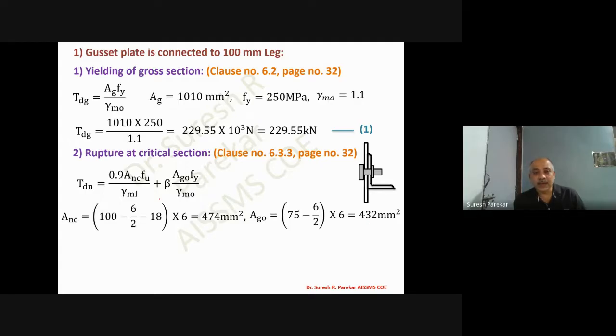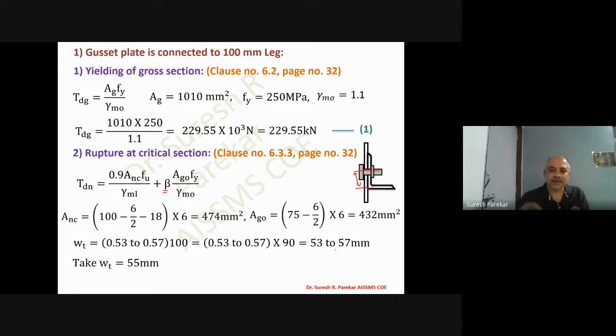Substitute these values. Before that we have to find the beta value also. Now you can see beta, and w_t. w_t means the distance between the center of this to this, and this value is generally taken as 0.53 to 0.57 times the dimension of the leg, and we have the leg dimension as 100. So w_t we are going to consider between 53 to 57, and we will prefer it as 55 millimeters.